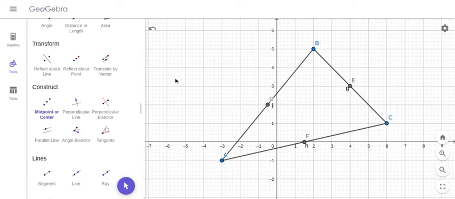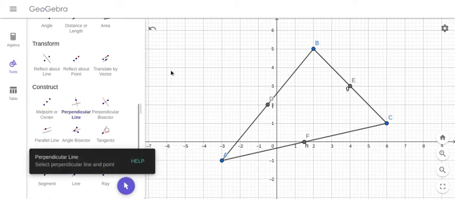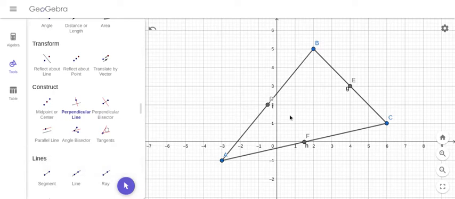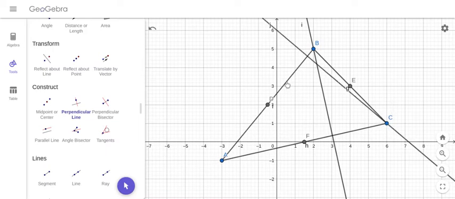Now, the next thing that I want to do is I want to have a perpendicular line which is going through this point, and I want it opposite on this side. There you go. I want it to go through this point. So basically I'm drawing altitudes for our triangle. As you can see, they also meet at the same point.